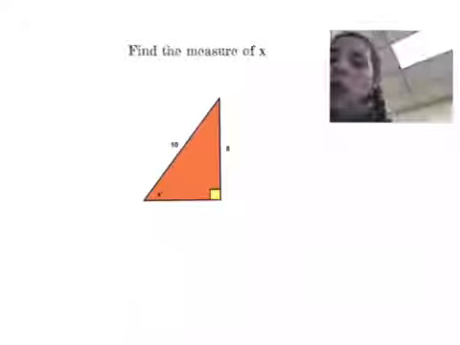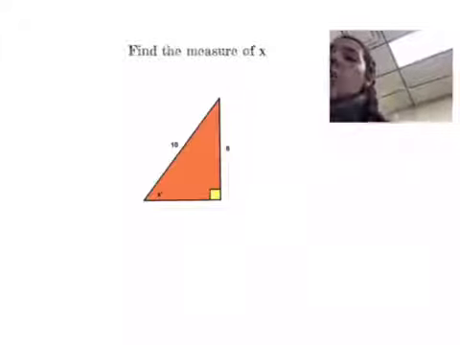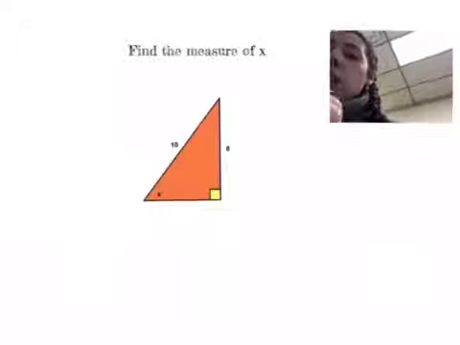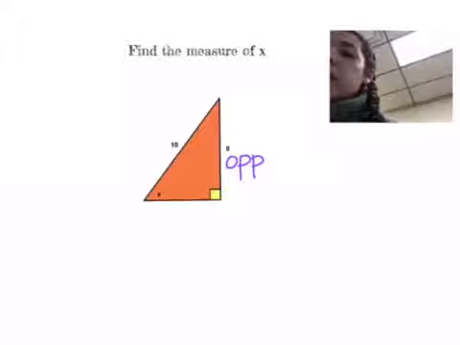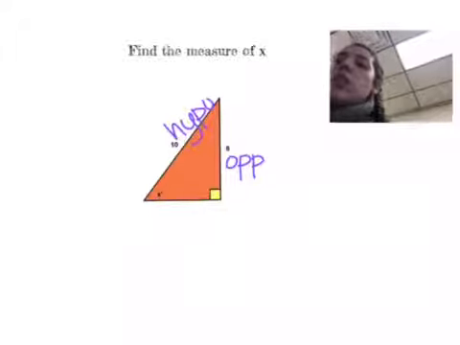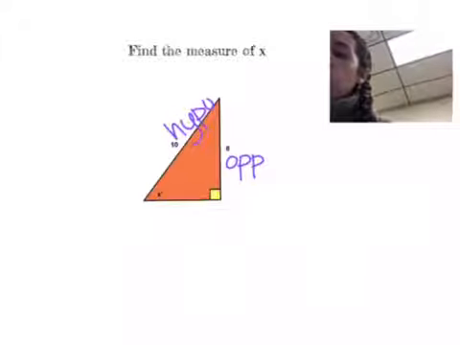Okay, let's look at this one. So on this one, you're asked to find the measure of angle X. So what you want to ask yourself is, what information are you given? So this side that is listed as 8, that's the opposite. And then the side that is given the 10 would be the hypotenuse. Because we have the opposite and we have the hypotenuse, we would want to use the sine function.